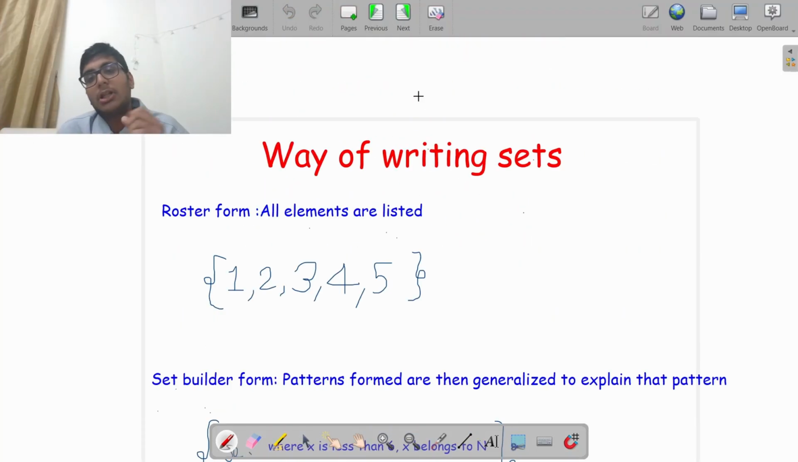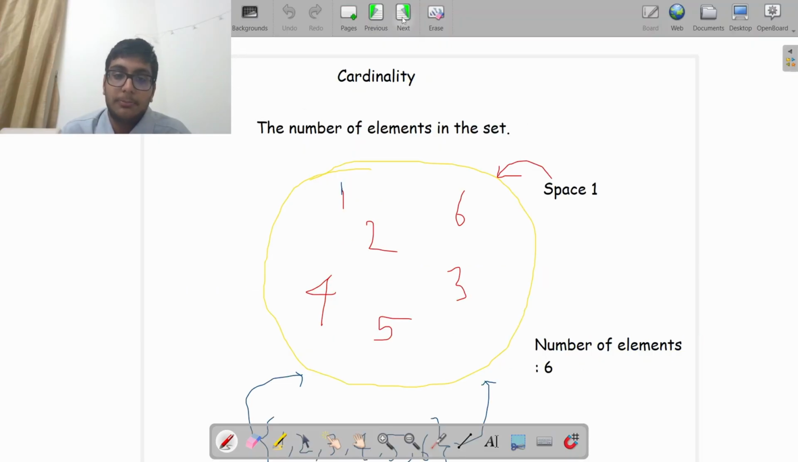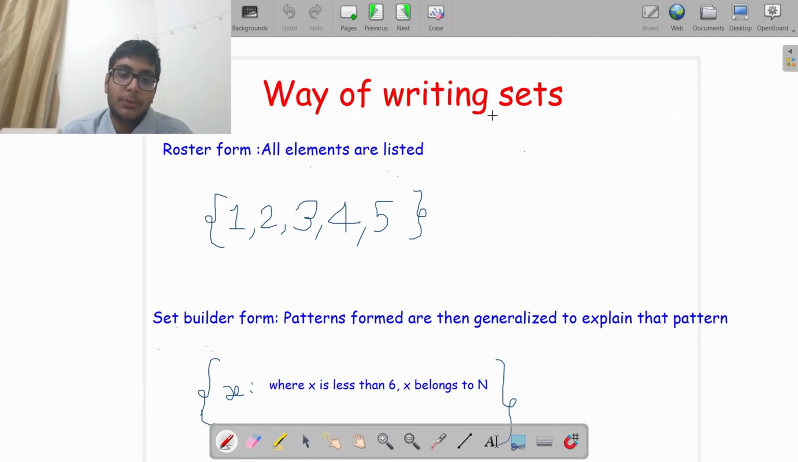Now, let's learn about the way of writing sets. We have learned about it, but I haven't actually shown you how to represent it. This is where the definition comes in handy, where we have learned that objects share some common property. But I still have to teach you what those common properties are. Now let's talk about the roster form. All elements are listed. As you have seen in previous examples, this is how we write it. This is a roster form. But this is a bit too much to write, and as mathematicians, we are all kinda lazy.